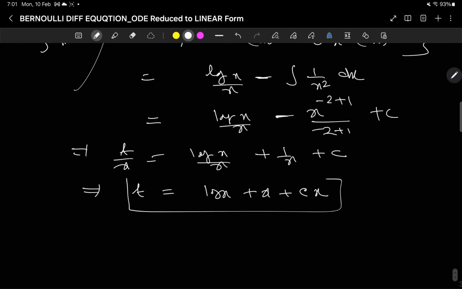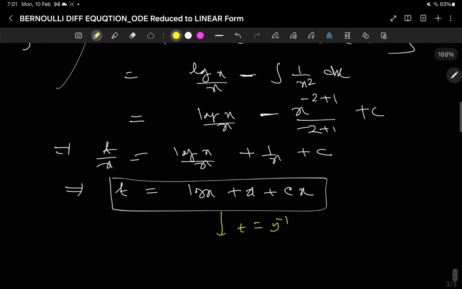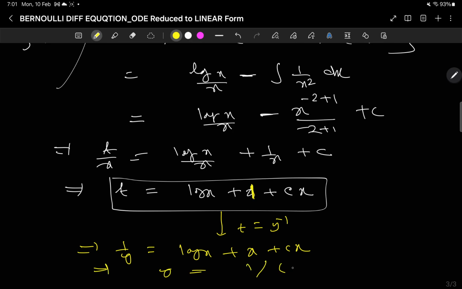Now you substitute the value of t. The value of t is what? t is y to the power minus 1, is it not? So that means here 1 by y is log x plus cx. This is 1. So this implies here y is equal to 1 by log x plus cx. So this is your answer.